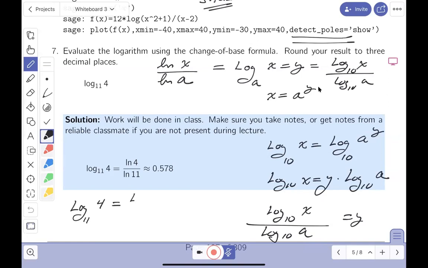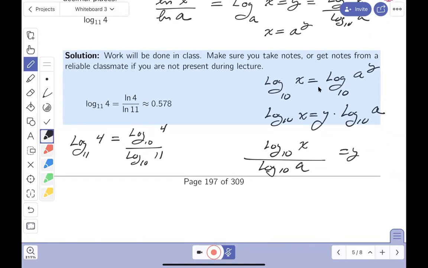So it's going to be log base 10 of 4 over log base 10 of 11. Or you could use the natural log of 4 over the natural log of 11. My recommendation is you probably should use technology to do that. Now, what I mean by that, you go to Sage, you type it in, you can do the log 4 divided by log 11 or a calculator.